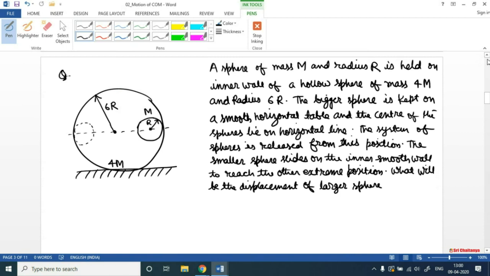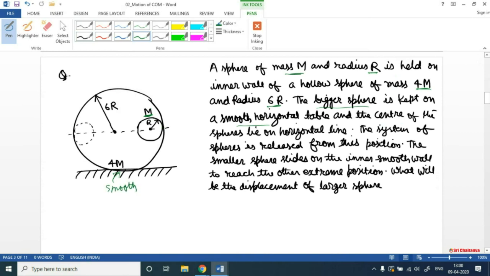Let's read the question. We have a sphere of mass m and radius r held on the inner wall of a hollow sphere. This larger sphere is a hollow sphere, and this smaller sphere is held on the inner wall like this. The orientation is given to us. The hollow sphere has mass 4m and radius 6r, as shown in the figure as well. Now the bigger sphere is kept on a smooth horizontal table.